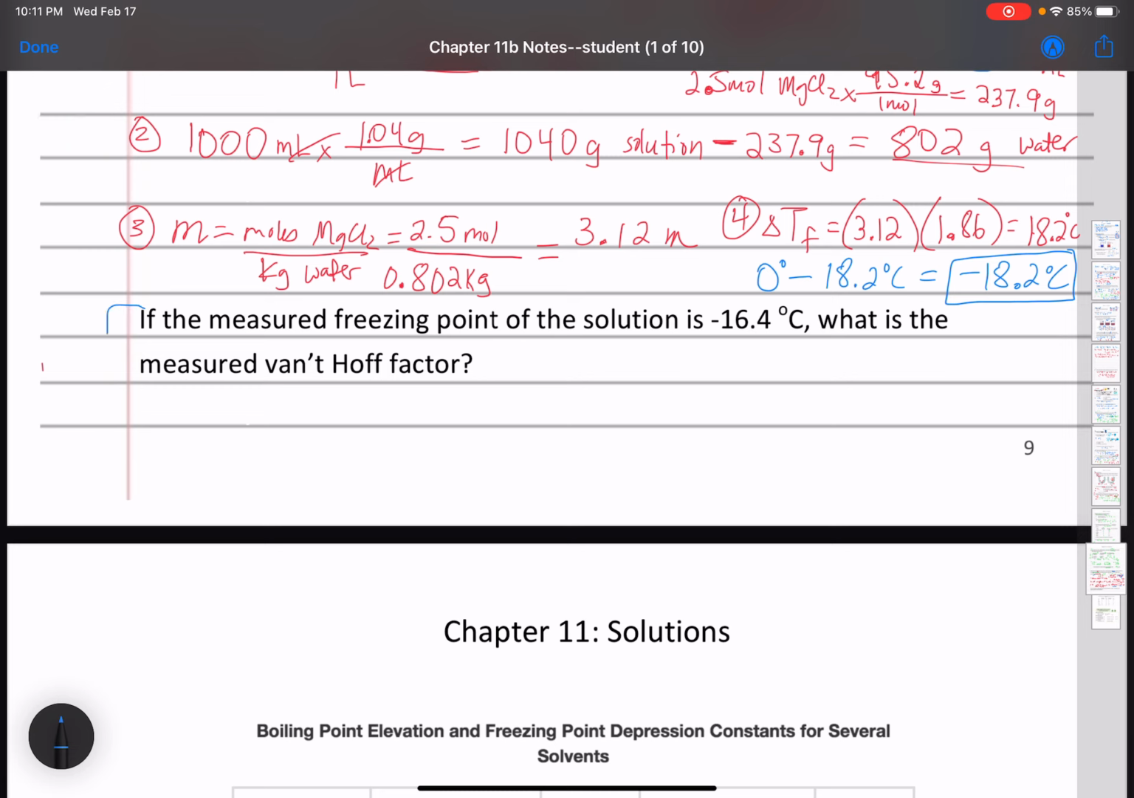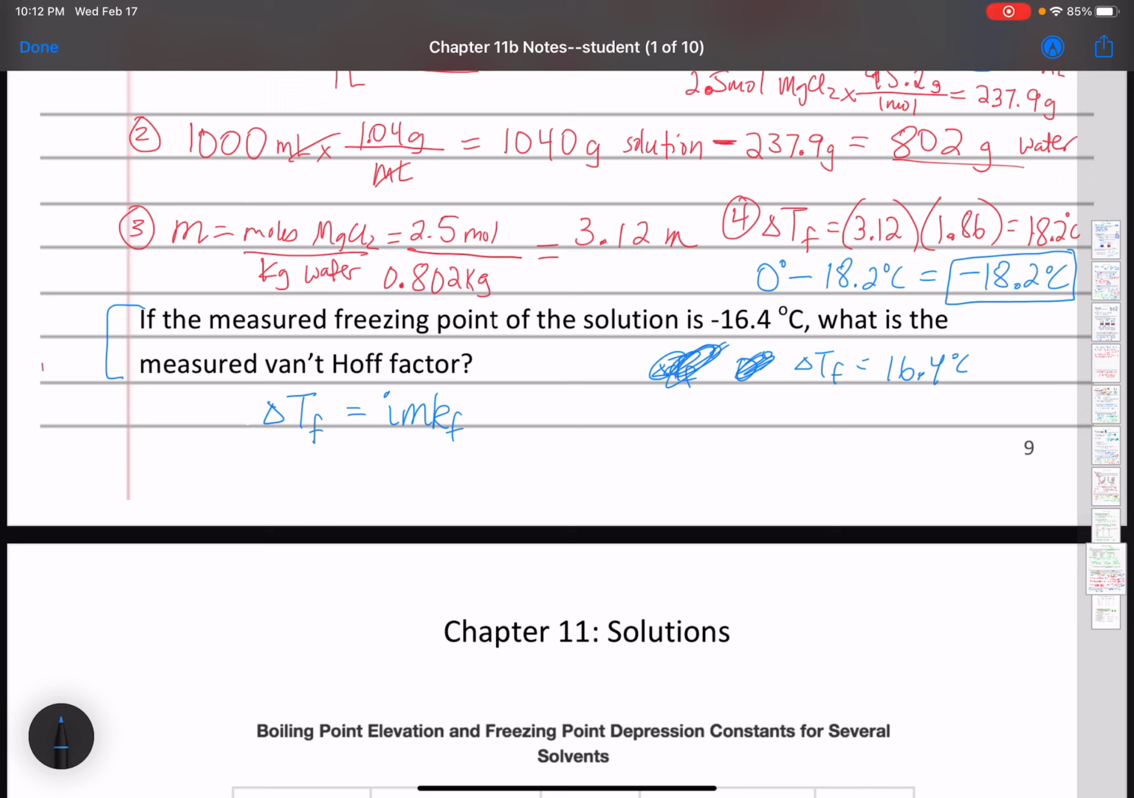All right, this is sort of an addendum, a continuation of the same problem. If the measured freezing point of the solution is negative 16.4, then what is the measured Van't Hoff factor? So this is the equation for the change in freezing point. The new freezing point of the solution is negative 16.4, but we know that the normal freezing point is zero, so that means that the change in freezing point is positive 16.4 degrees Celsius.